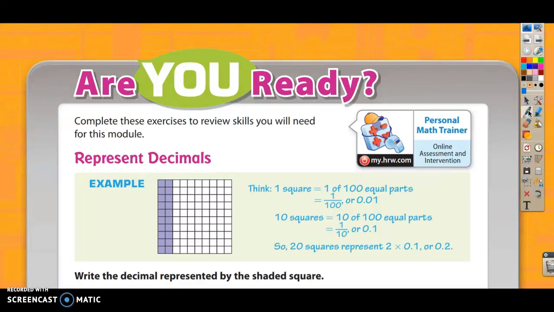All right, are you ready? This is page 104. We're getting ready to start Module 5, and we always start with some review skills. That's what these pages are. It's just review skills. Some of you will find this extremely easy.